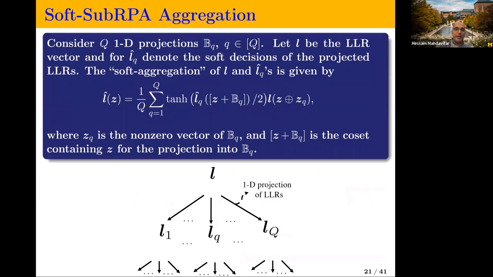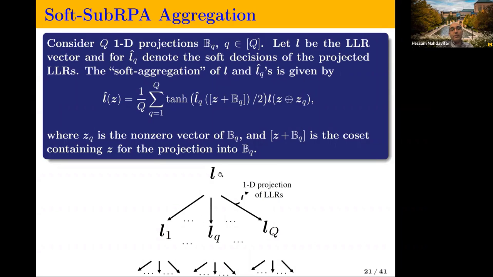And the other one is the soft sub-RPA aggregation. For soft aggregation, recall that we have these projections. Let's say that we are looking at only Q of the projections. We are not looking at all the projections, because at the end, we are going to prune these projections and only work with a subset of them.